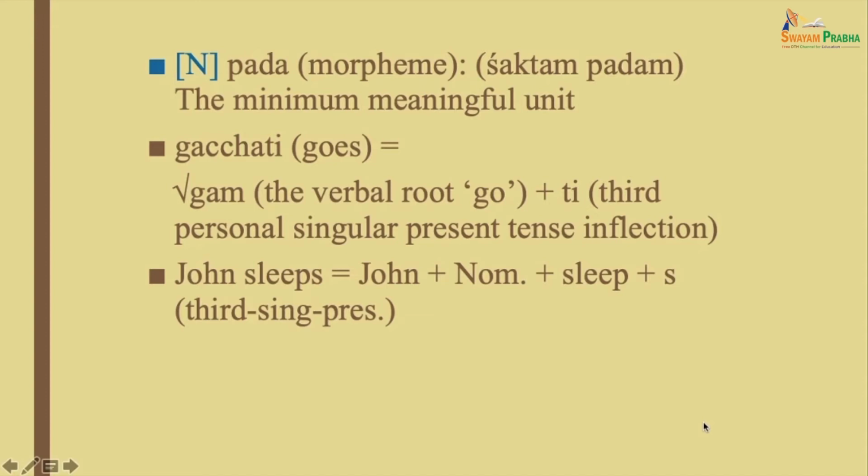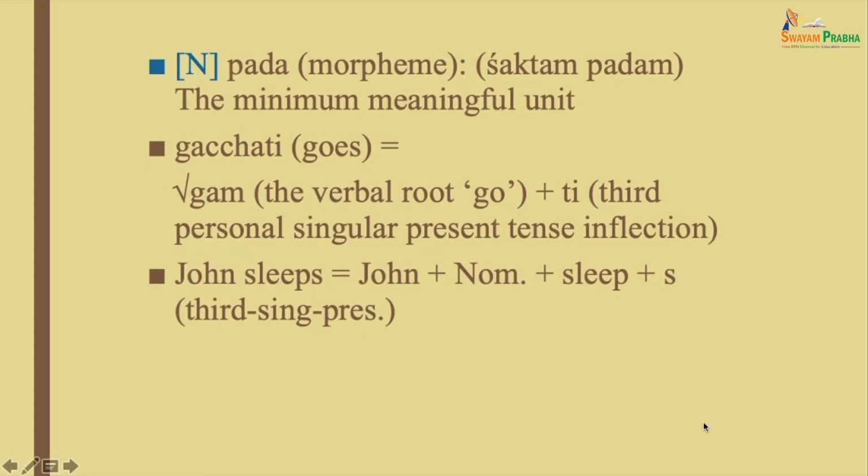First of all, pada, or the unit of Indian syntax. According to the Naiyayika, a pada is the minimum meaningful unit, shaktam padam. What does it mean? For example, consider gacchati, which is a combination of gam dhatu, the verb gam, and then ti, which is an inflection, the third person singular present tense inflection, that gives you gacchati. So gacchati is actually two morphemes, it is not one.